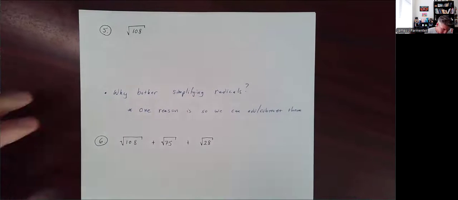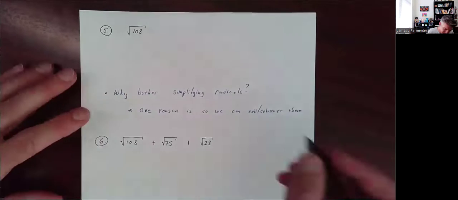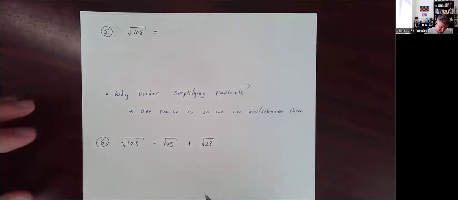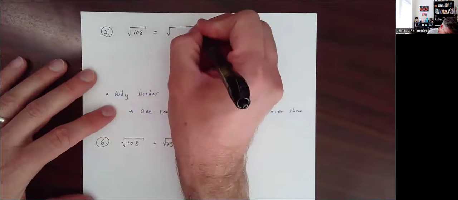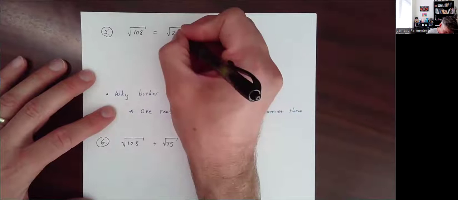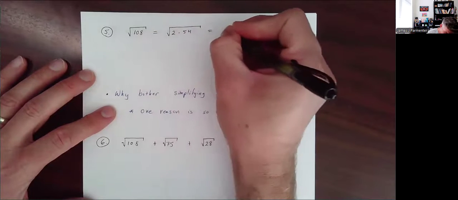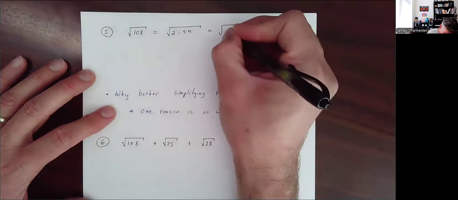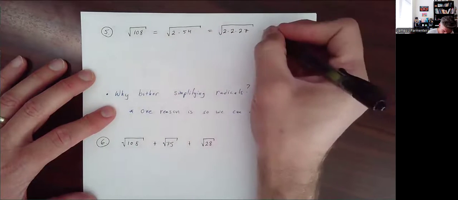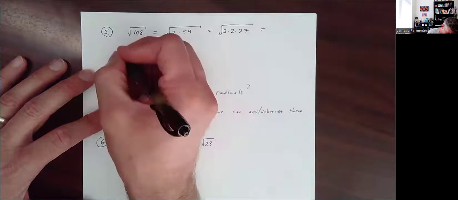Last one in this part. Square root of 108, I'm going to do the same thing. I'm going to start just factoring convenient things. So square root of 108, I can see is 2 times 54. And then I like just starting with 2's. 54 is 2 times 27. And then 27 is 3 times 9.